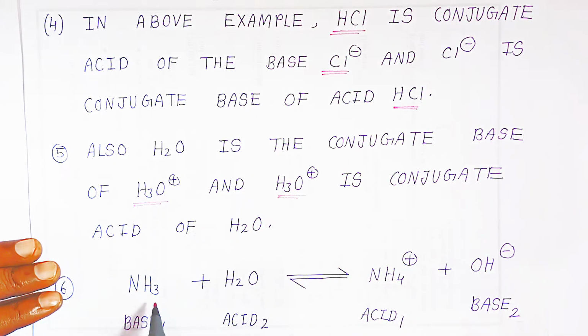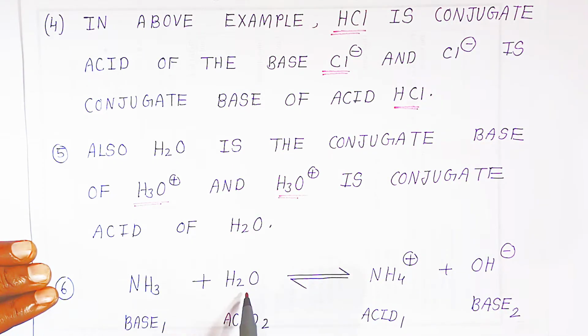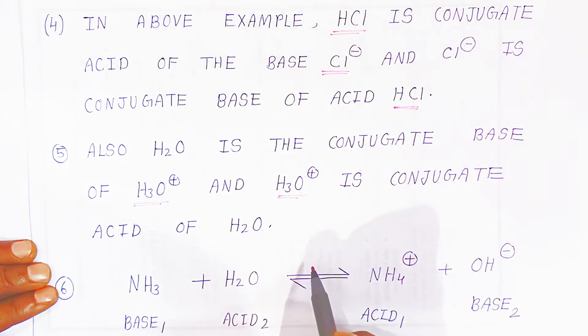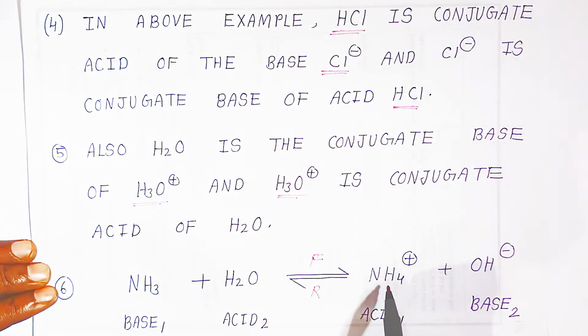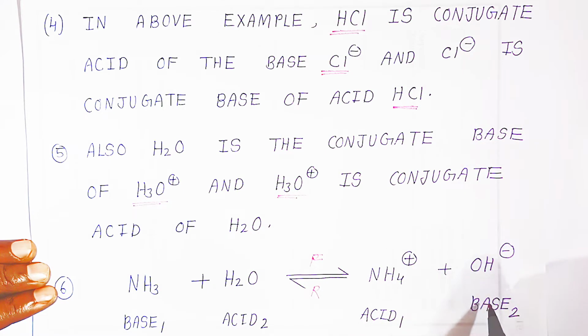Now here the same thing is happening students, when ammonia combines with water, it will form the ammonium ion and hydroxyl ion. Now here also it is a forward reaction students, and in the reverse reaction, what happens students, this ammonium ion will again donate a proton to the hydroxyl, so it will act as an acid, and the hydroxyl is accepting a proton, so it is called as what? Base.